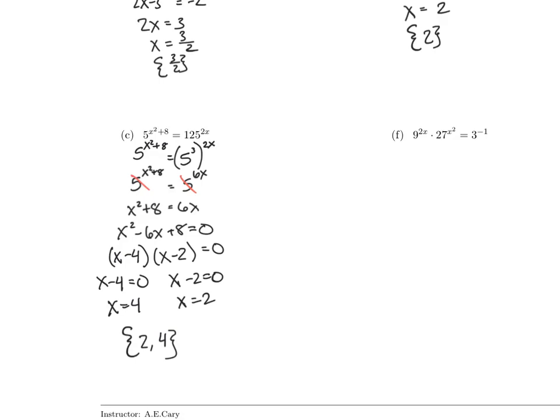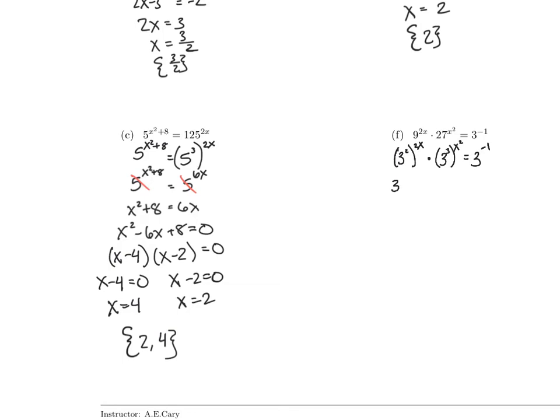Let's try problem F. This one's going to get a little bit tricky because now I see multiple numbers here. I see more than just 2. So we have a 9, a 27, and a 3. Usually you're going to want to set this to the lowest number, in this case 3. So 9 is going to be 3 squared to the power of 2x times 27, which is 3 to the power of 3 to the power of x squared, which is equal to 3 to the negative 1. So we're going to use our power rule for both of those first two bases.